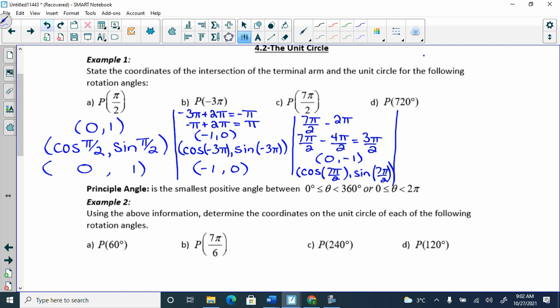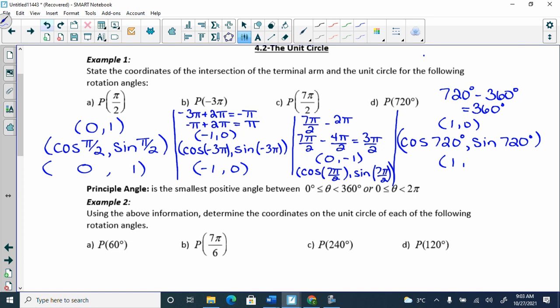Okay, 720. Is it on the unit circle? Is it too big or too small? Okay, so we're going to go 720 degrees minus 360 degrees, which gets me 360. Is that on the unit circle? Yeah, it's at 1, 0. So I could go cos of 720 what? What mode do I need to be in? Degrees. And sine of 720 degrees. So now try that out. See if you get 1 and 0.